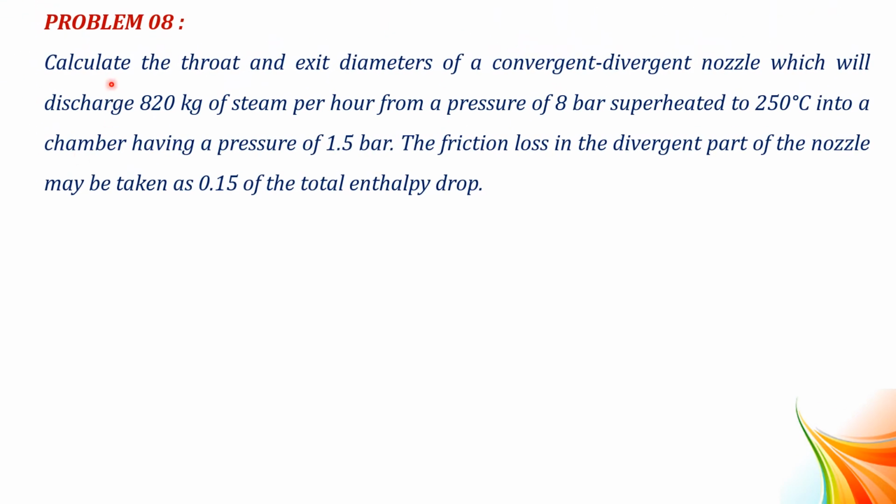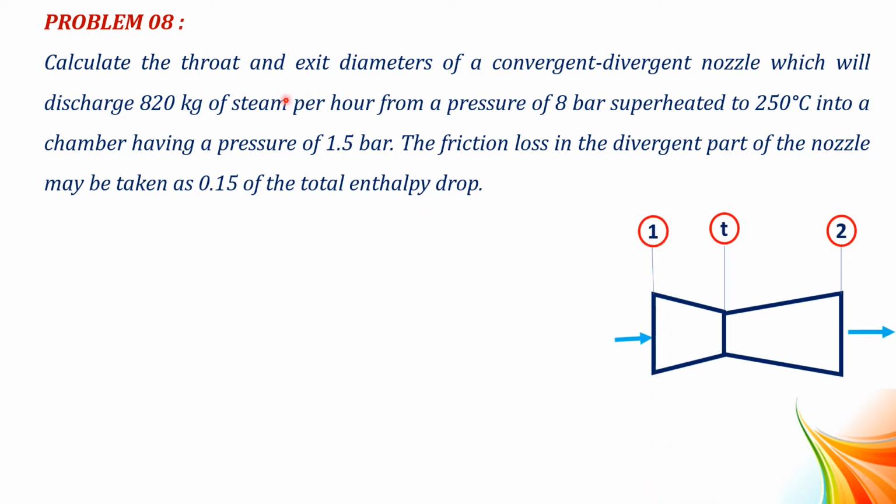Eighth problem. Calculate the throat and exit diameters of a convergent divergent nozzle which will discharge 820 kg of steam per hour from a pressure of 8 bar superheated to 250 degrees centigrade into a chamber having a pressure of 1.5 bar. The friction loss in the divergent part of the nozzle may be taken as 0.15 of the total enthalpy drop. So here the throat diameter is to be found in the problem. So we have to consider a convergent divergent nozzle.